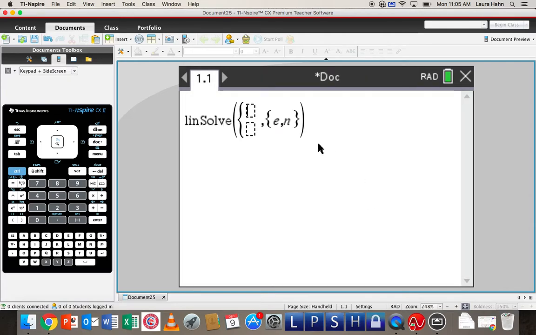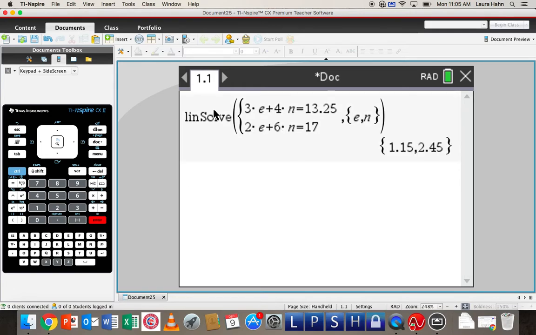Okay, after I do that, I have 2 boxes. I'm going to have 1 box for each of the equations I've written. So the first equation I wrote is 3E plus 4N equals 13.25. The second equation I wrote was 2E plus 6N equals 17. All right, so I know that these two lines will cross at this point right here. But there's 2 numbers, so how do I know which one is the cost of the envelopes and which one is the cost of the notebook paper?